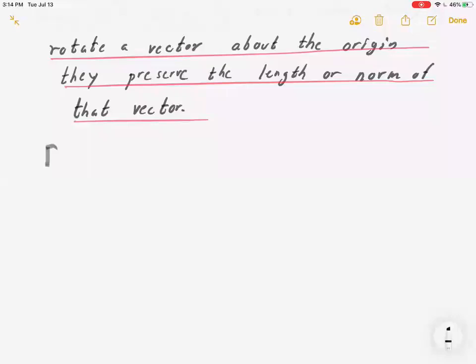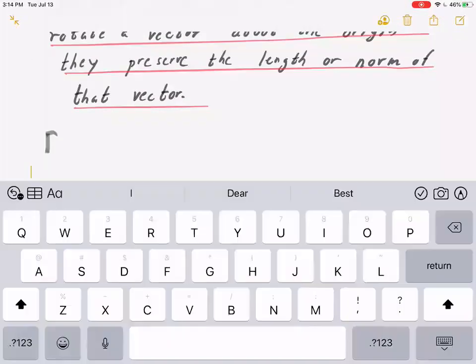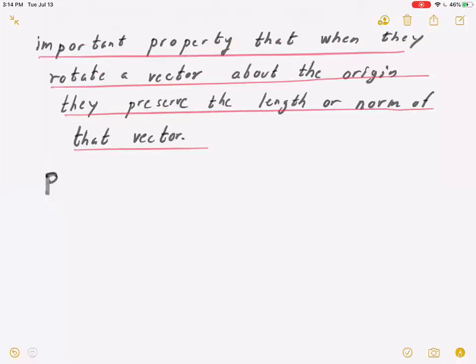Okay, so let's look at a proof of this. So what are we trying to do? I give you a vector u, and I act on it with an orthogonal matrix.